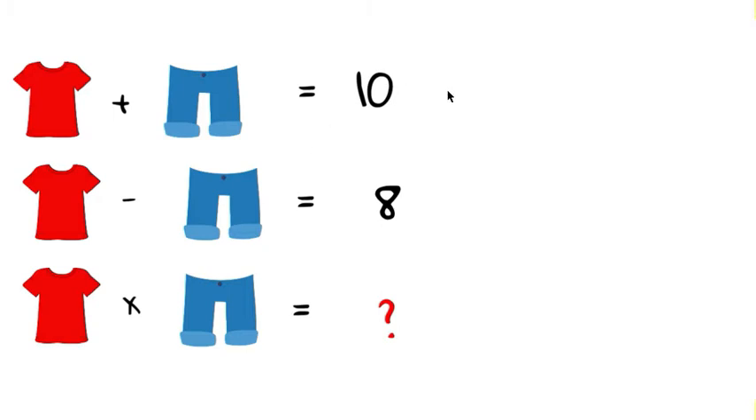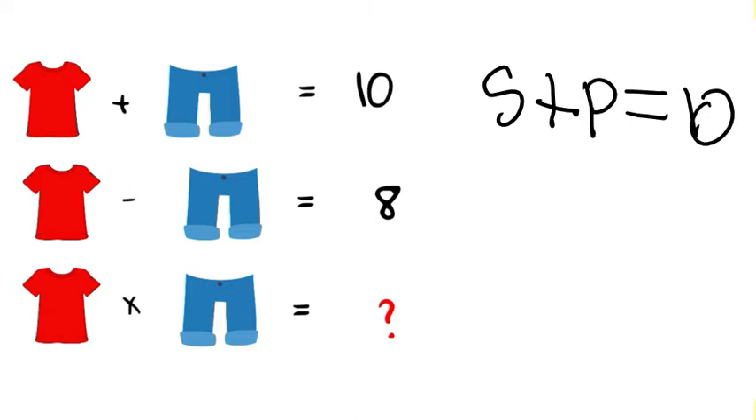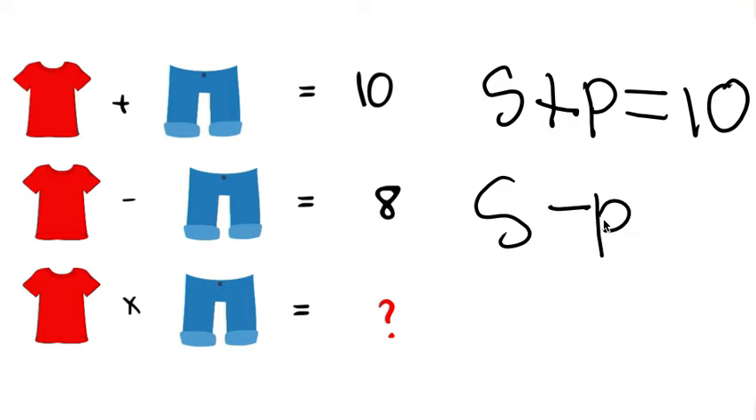So how are we going to do that? Let's write the equation first using letters. For example, shirt. So for shirt we'll write S and for pant we'll write P. So the first one is S plus P, and this is equal to 10. Next, the next equation is shirt minus P, and this is equal to 8.